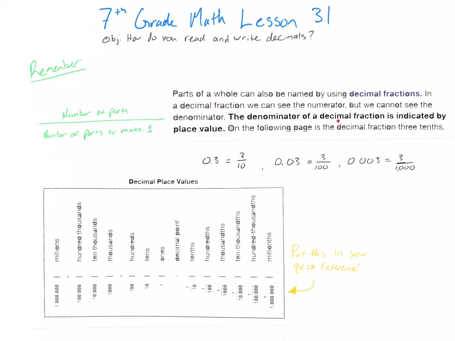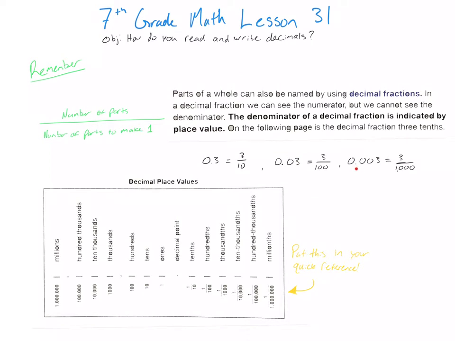The denominator of a decimal fraction or decimal number is indicated by the place value, or where it's at with respect to the decimal. So on the following pages we can see 3/10. So 3/10 is like a 0.3 because it's in the first place after the decimal. If we have 0.03, that's like saying 3 over 100. See, this is the tenths and the hundredths place.